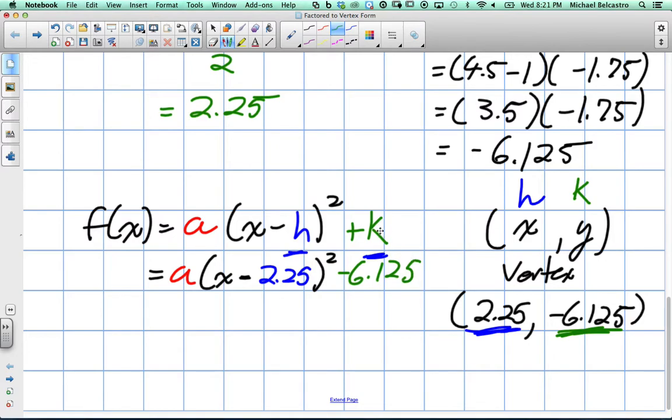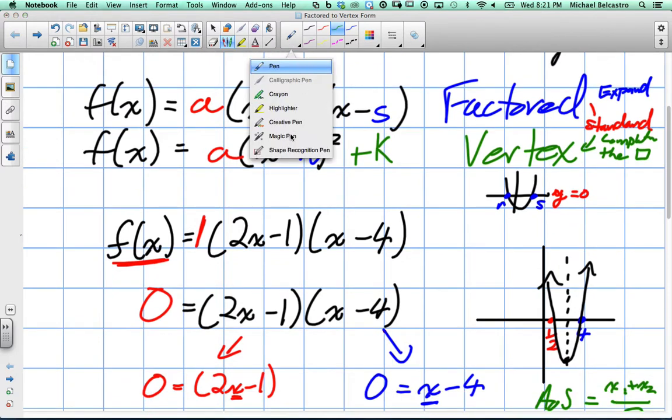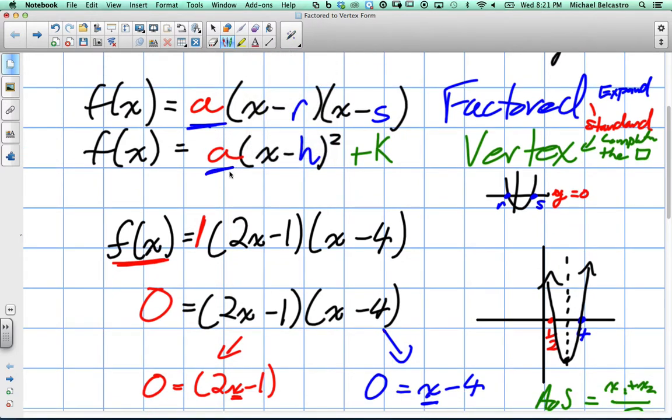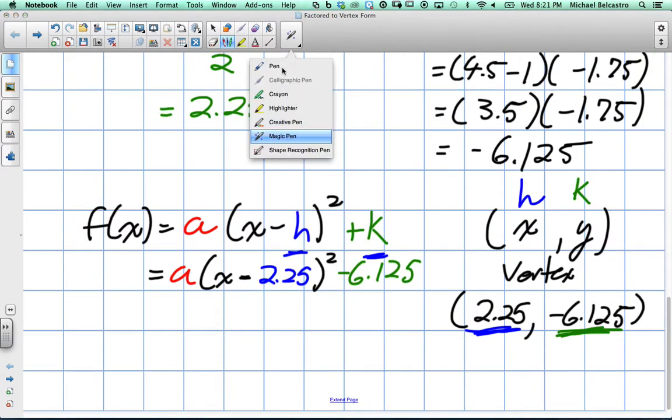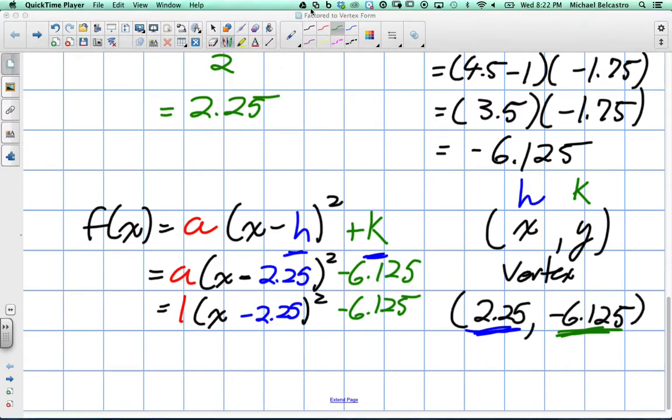And finally, our a value. How do we know our a value? Well, our a value in every form that we use, factor, vertex, or even standard, is always the same. So in this one, it was the value of 1. So our a value is 1, equal to x minus 2.25 squared minus 6.125. And just to show this idea, I'm going to bring it up.